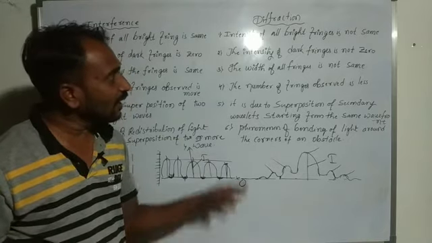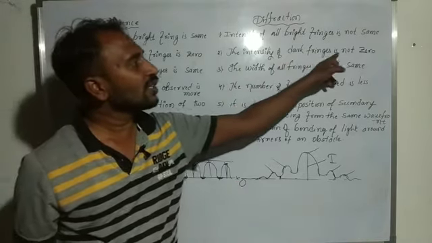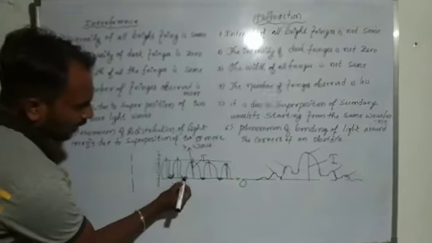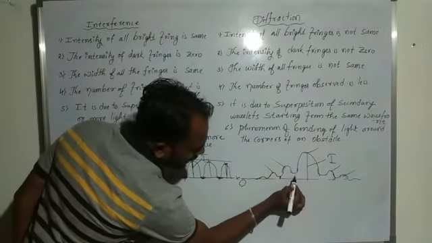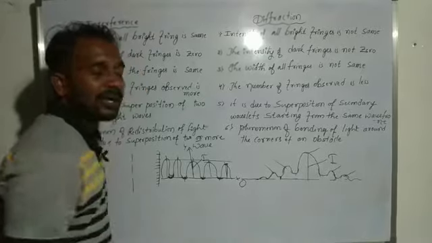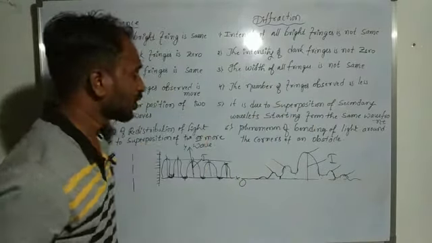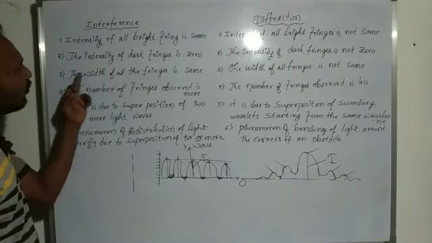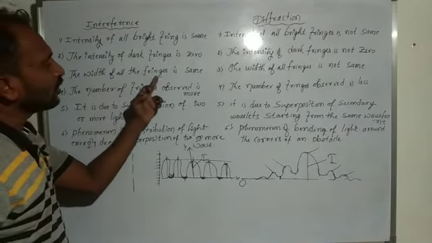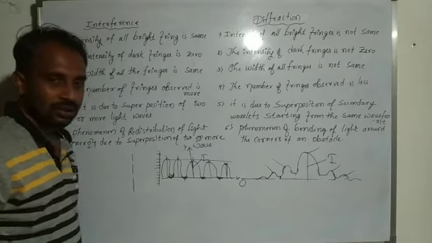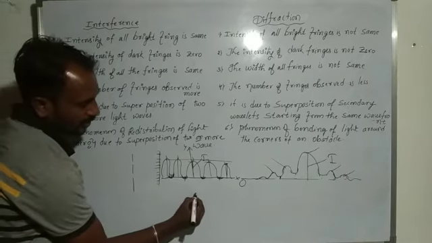So for this reason, the intensity of the dark fringes in interference is completely 0, but here in diffraction the intensity of a dark band is not 0. And next one, the width of all the fringes is the same. So the width of all the fringes is the same.